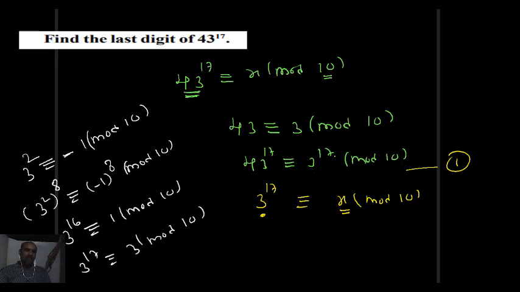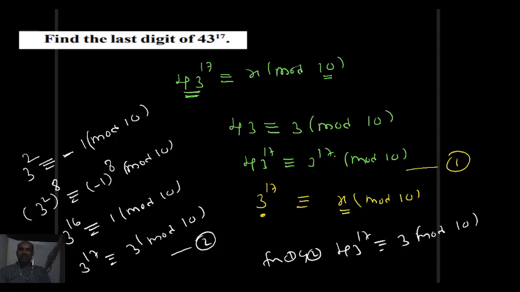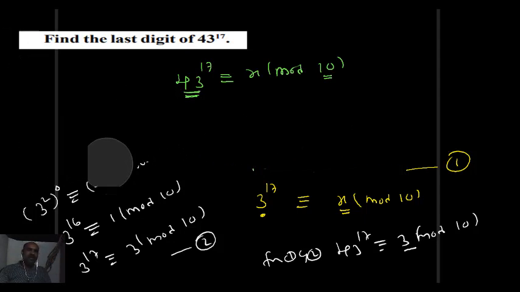What is the meaning of that? 3 power 17 divided by 10 leaves remainder 3. Say this is the second relation. From 1 and 2, what I can say, 43 power 17 is congruent to 3 modulo 10. It means the last digit of 43 power 17 is 3, or 43 power 17 divided by 10 leaves 3 as a remainder. In this way also you can solve a problem. Or another method.